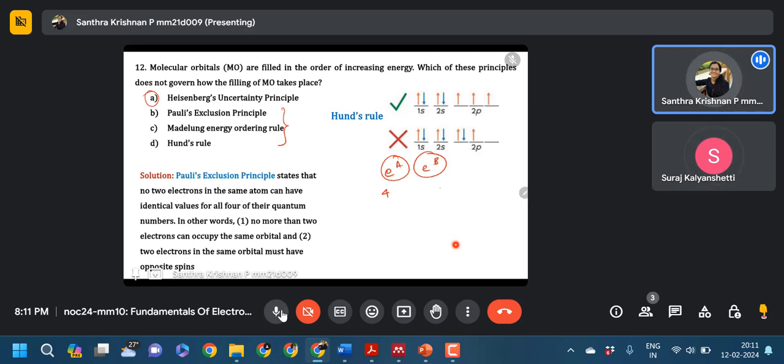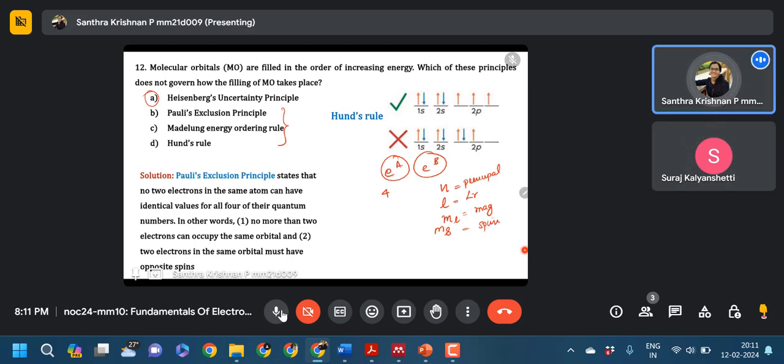So we denote it by N, L, M_L, and M_S. Some people say M_S, I guess. Yeah, M_L and M_S. So this is the principal quantum number. Then this is the, you can call it the angular momentum or the azimuthal quantum number. Then you have the magnetic quantum number and you have the spin quantum number.